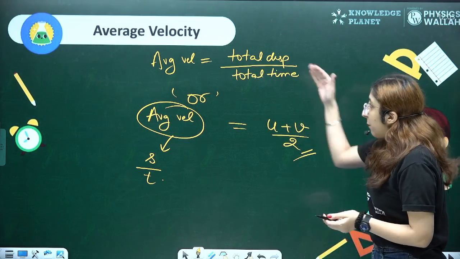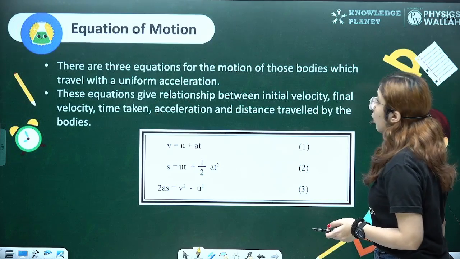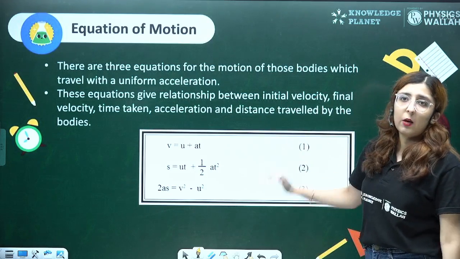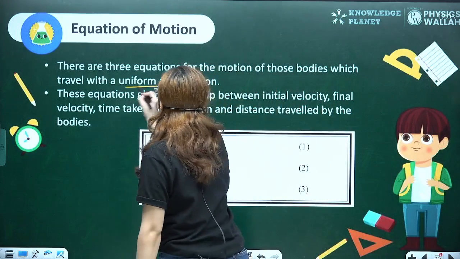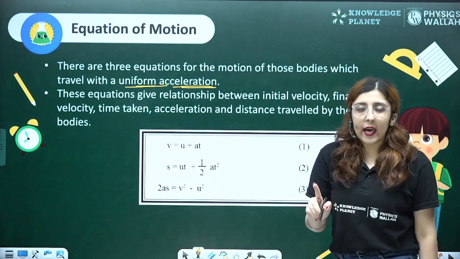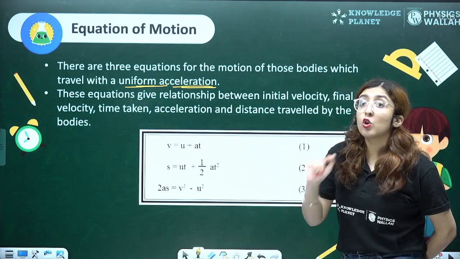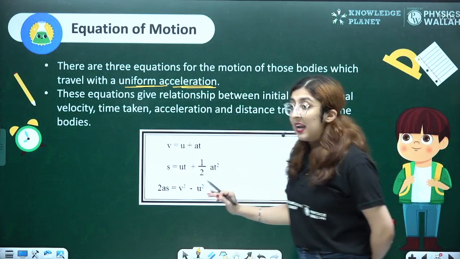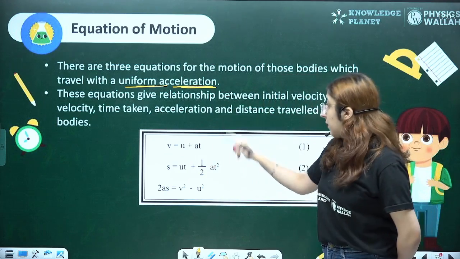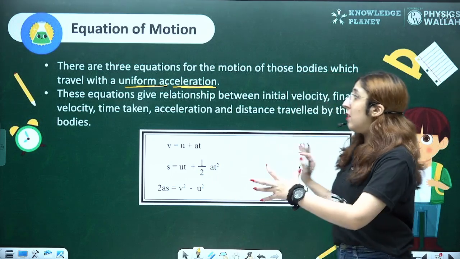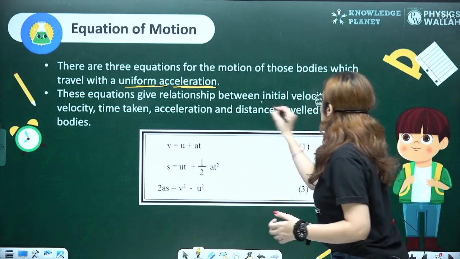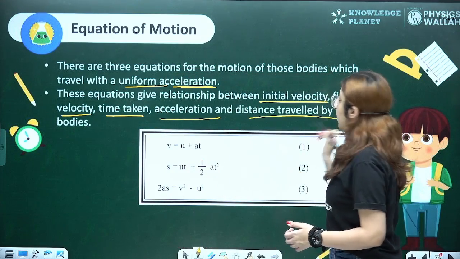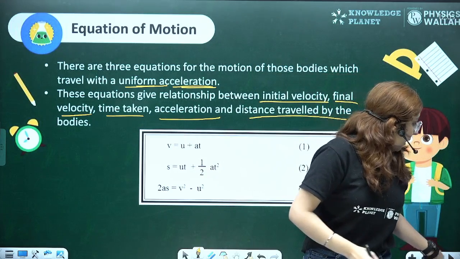So let's take up this information and let's talk about our equations of motion. There are 3 equations of motion, and whenever we talk about these 3 equations of motion, the body should have uniform acceleration, if there is an increase in the velocity taking place at a uniform rate. In uniform acceleration only, the 3 equations of motion will hold true. One by one we are going to talk about the 3 equations of motion, and these equations of motion give a relationship between initial velocity, final velocity, time taken, acceleration and distance travelled by the body.